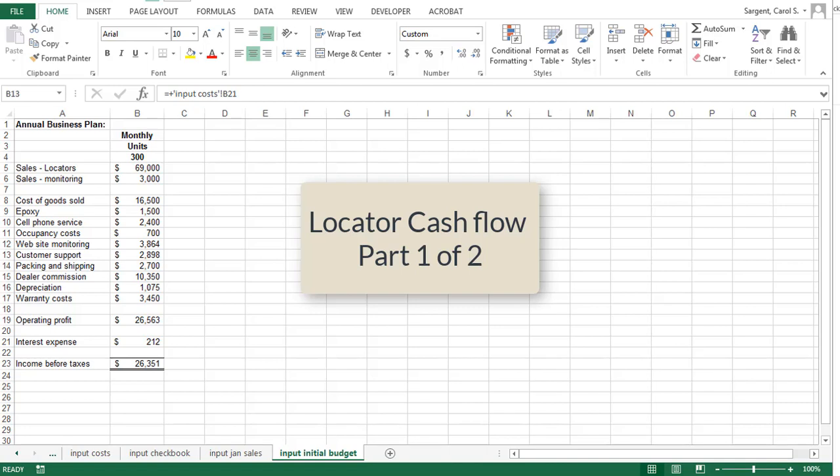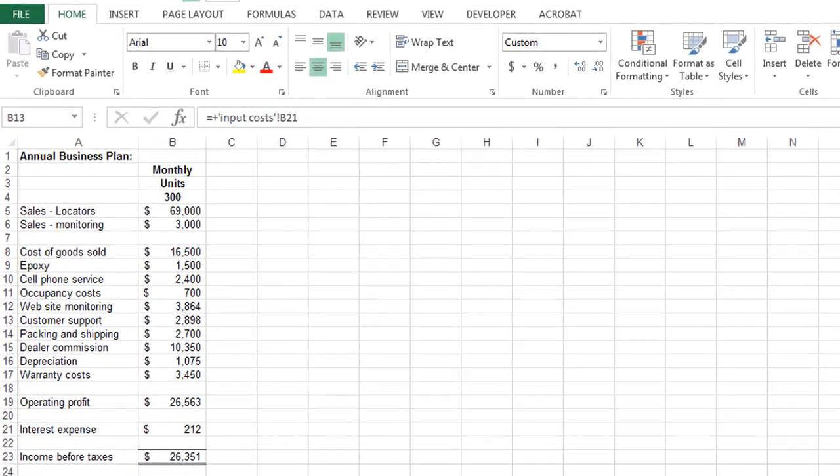So we're going to be working on the Locator Cashflow project. If you haven't already read the story in your booklet, you need to do that first and then come back. So what do we have?